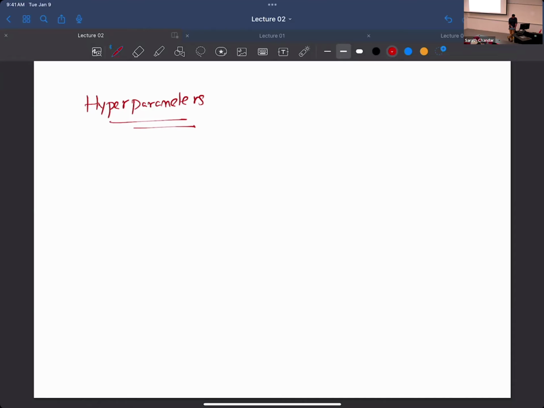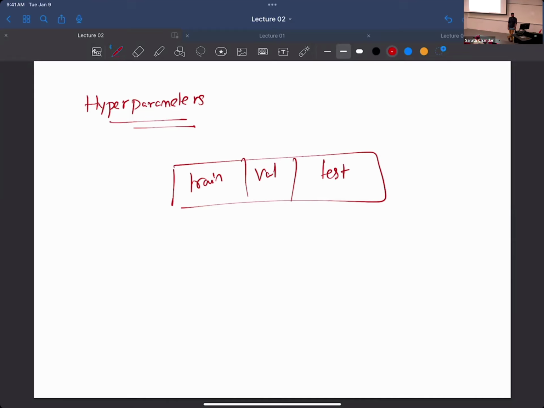So now, given any data set, we want to split it into train, validation, and test. Now let's talk about more practical things. Let's say I give you a data set. What is a good strategy to do this split? How would you split the data into train, valid, and test? I think it matters a lot.